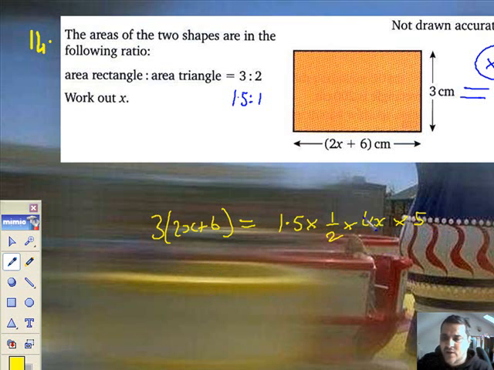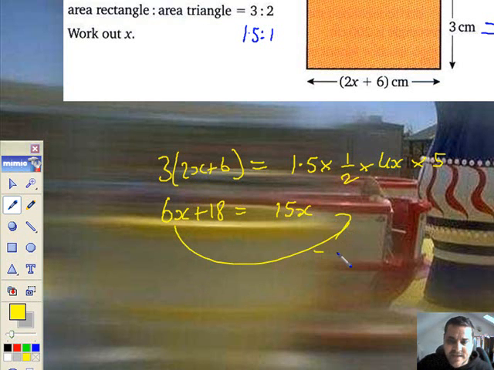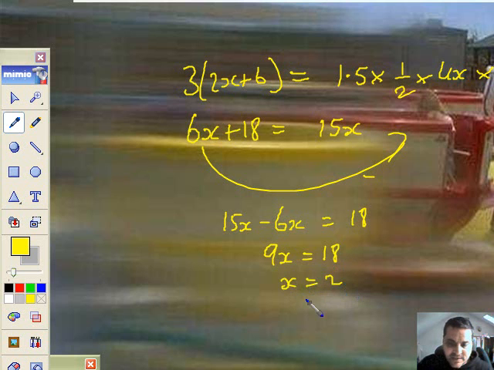So if I tie this up and multiply out, I've got 6x plus 18 comes to, half of 4 is going to be 2x. 2x times 5 is going to be 10x, and multiply that by 1.5. Well, 1.5 times 10 of course is 15x altogether. Let's subtract my 6x over there. So 15x minus the 6x comes to 18, and that is going to be 9x comes to 18, and therefore x is 2.